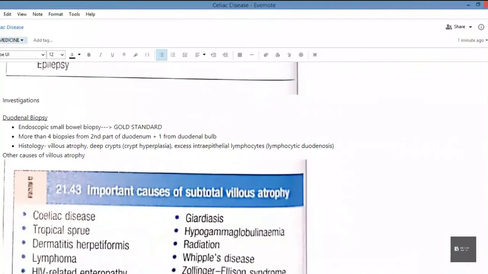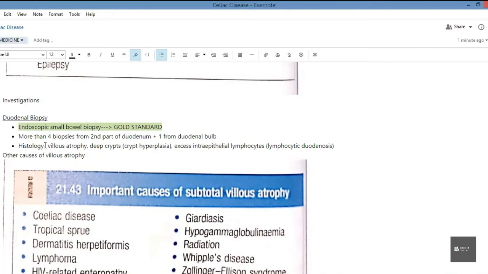The investigations that we must do: first of all, we need to have a biopsy for diagnosis. Endoscopic small bowel biopsy is the gold standard in this case. We need to take many biopsies, technically more than 4 biopsies from the second part of the duodenum and 1 from the duodenal bulb. So that's at least 5.